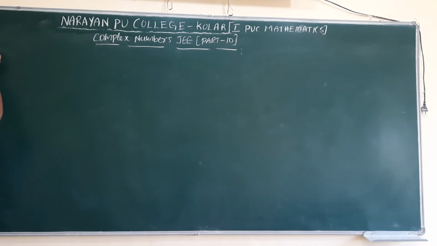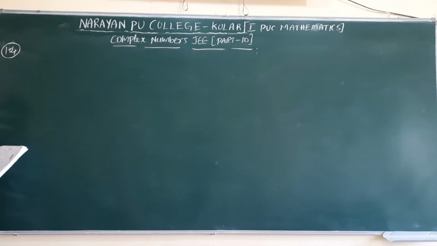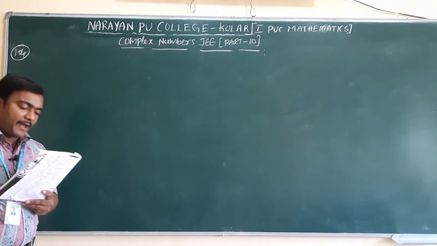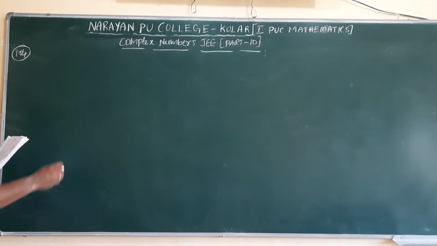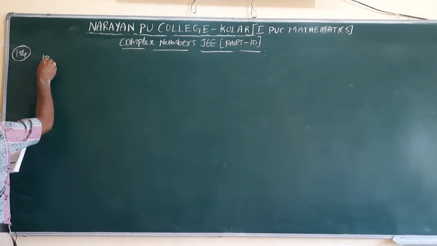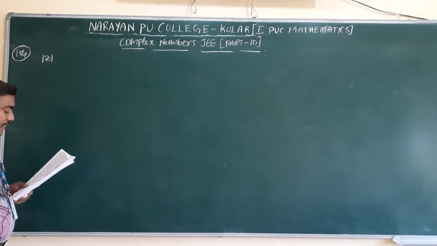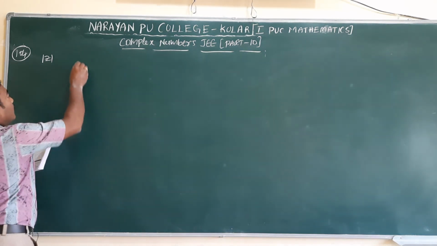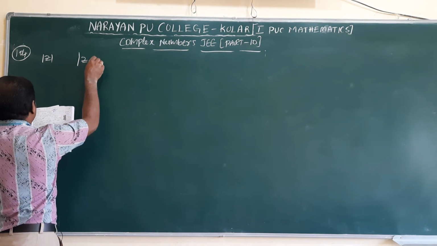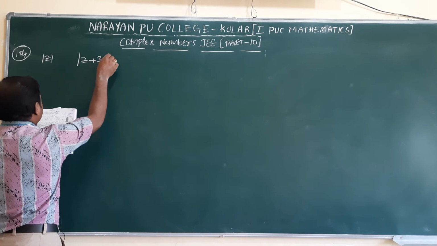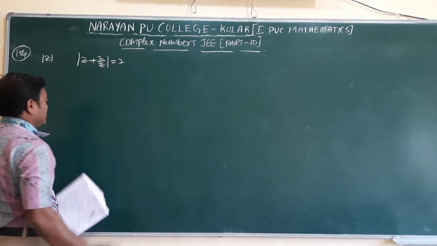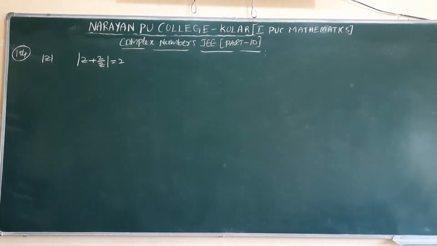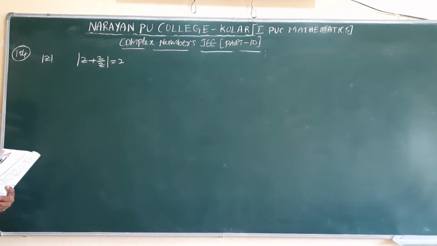Question number 104. The maximum value of mod z when z satisfies the condition: modulus of z plus 2 by z is equal to 2. They give the condition here, the maximum value of mod z when z satisfies the condition.